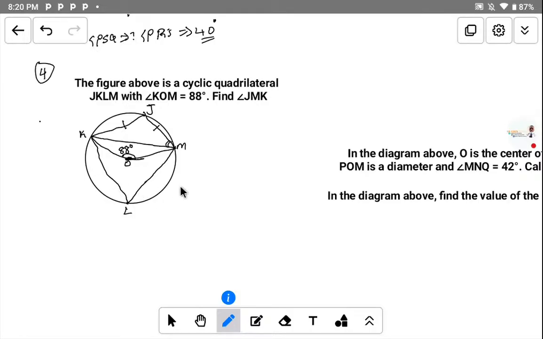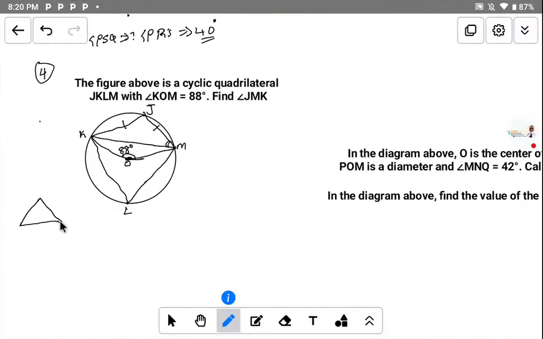Now let's look at how to find our angle JMK. I want to look at this angle here, and if you look at this triangle we have here, KJM, let me just sketch the triangle out here.